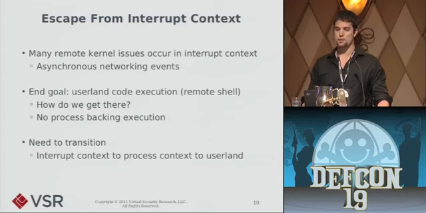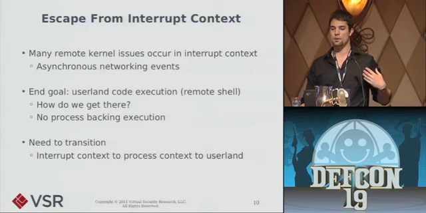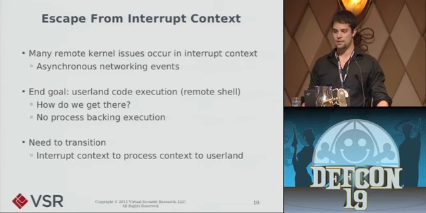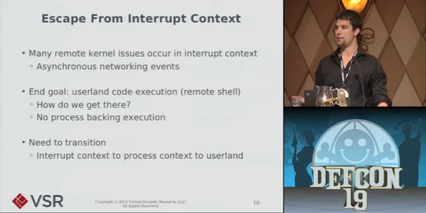And this is a very delicate and difficult context to exploit, because the end goal here is usually to execute code in userland, because a shell is a really nice, convenient way to interact with the system, and that's what everybody wants. So the challenge is, how do we get from this hostile interrupt context environment to executing code in userland? And the answer is we need to find a way to transition from interrupt context to kernel mode process context, in which we're still running kernel code, but we now have a process associated with us. And then finally, from there to actually executing code in userland.